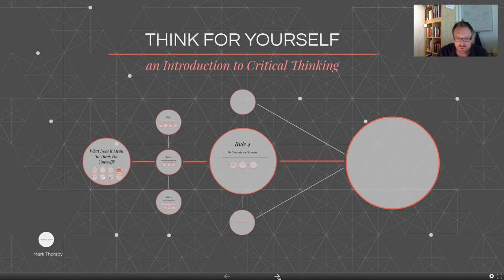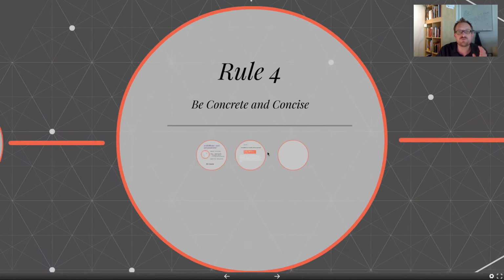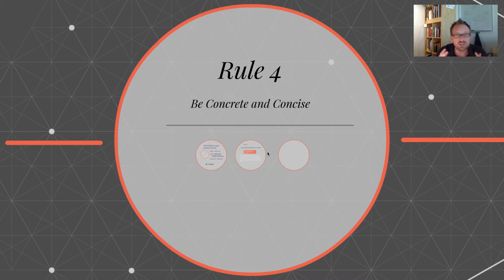In the third rule here, we took a look at the idea that you have to start from reliable premises. Basically, your conclusion is only as good as the evidence you give for the conclusion, so your premises matter a whole lot. Now this fourth rule is going to be a little bit quicker, a little bit easier to understand, and pretty straightforward. Rule 4 is be concrete and concise.